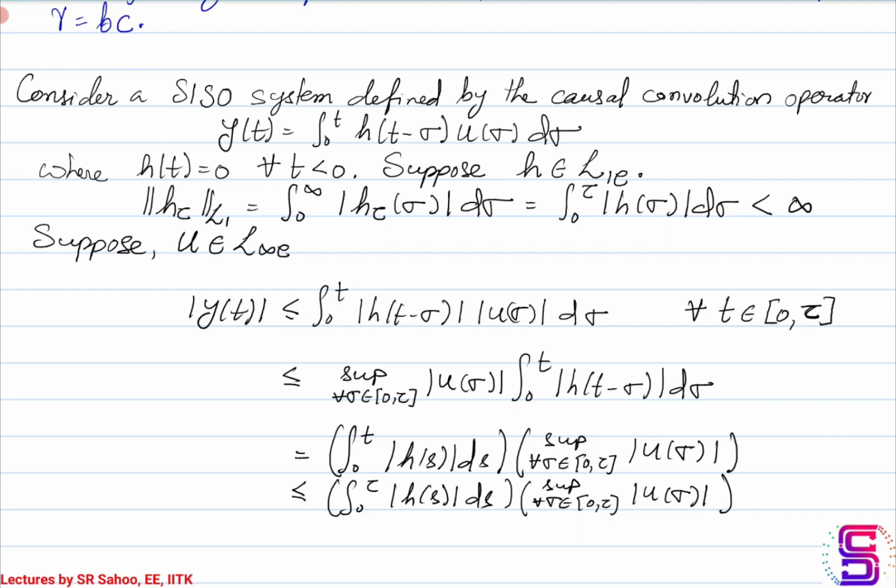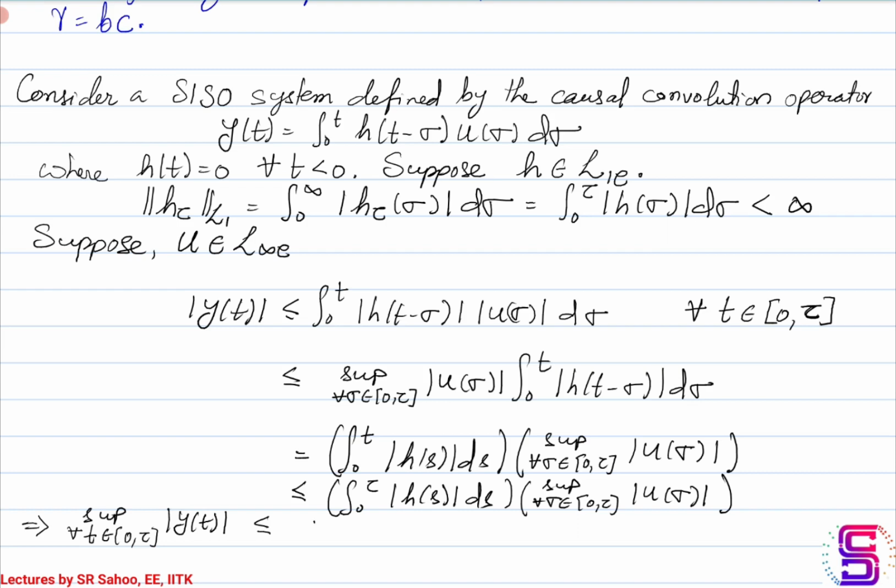Now this inequality that you see is going to hold. You see the right hand side is now independent of t. In this inequality, the right hand side is independent of t. So from this we can conclude that the magnitude of y(t) is going to be less than or equal to this right hand side for all t in the interval 0 to tau, which means that the supremum over all t in the interval 0 to tau of the magnitude of y(t) is going to be less than or equal to whatever we have here.